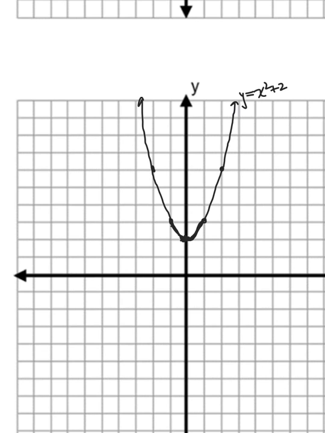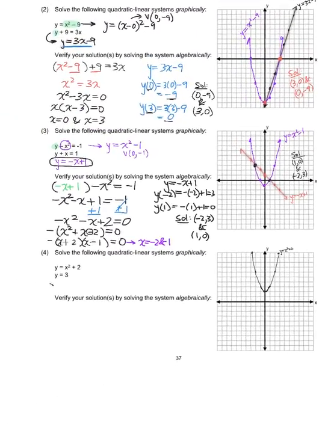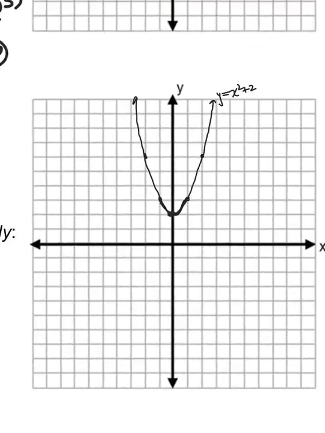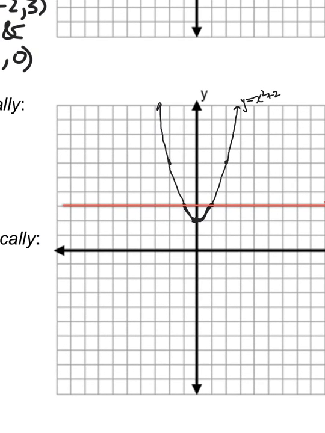That's not the reason why this is such a nice problem. This is a nice problem because of the second equation, which is y equals 3. Horizontal line, 3 units above the x-axis. So we have our solutions without really doing much. Our solutions are going to be 1, 3 and -1, 3.